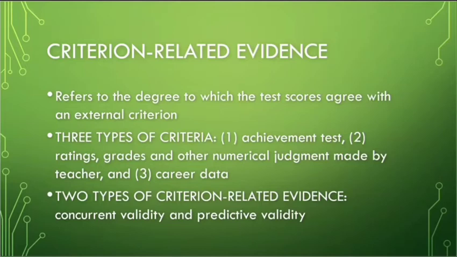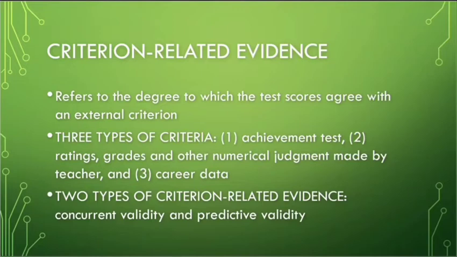So the examples on your screen are topics which were tackled prior to this session. When we talk about career data, we had an example before that refers to the college admission test. Okay, that could be classified under number three, achievement test. An example is the National Achievement Test given by the Department of Education. Okay, ratings, grades, and other numerical judgment made by the teacher are the other types of criteria.